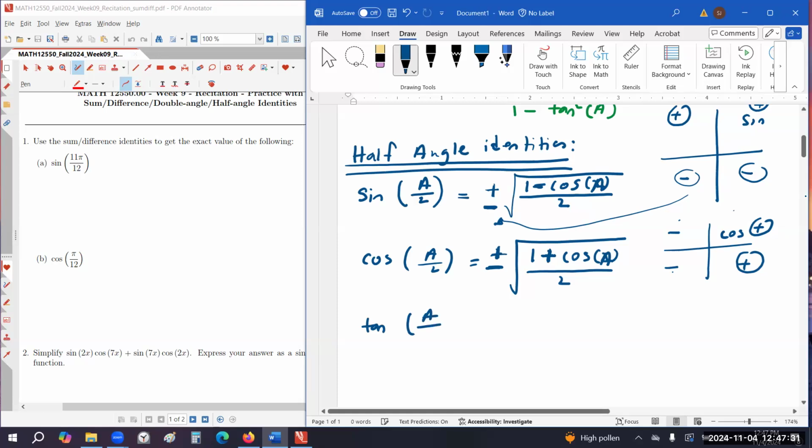For tangent, you don't have to memorize it because you can use sine over cosine. But if you're not using sine over cosine, then it's 1 minus cosine x over sine x. And here we don't use plus minus because we don't have the square root. For square root, you have two choices, either positive or negative. But tangent doesn't have the square root. Thus, we don't have a plus minus. Depending on where we have tangent, our answer is positive or negative. Any questions so far?